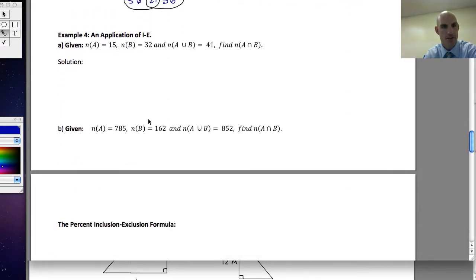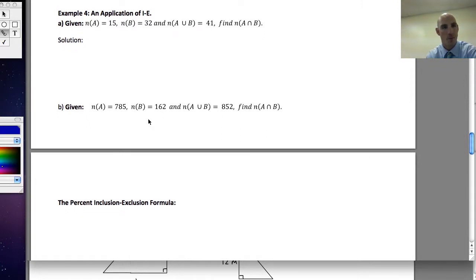Here's an application of this inclusion-exclusion principle just doing with numbers. If we have the number in A, the cardinality of A is 15, meaning there's 15 elements in A, and the number in B is 32, so there's 32 elements in B, and the number of the total is 41. Let's find A intersect B.